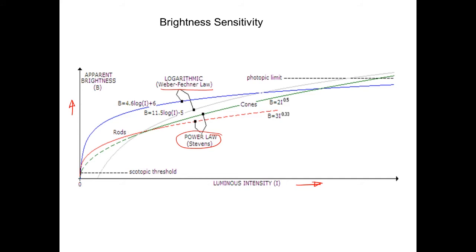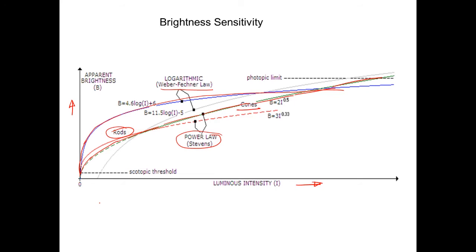You can see that the power law for rods and cones are mentioned as green and red separately. Weber-Fechner's law starts with a very high slope and then slowly saturates, whereas the power law starts with a lesser slope but it doesn't saturate as much as Weber-Fechner's law. You can see that these two laws are from two different experiments.